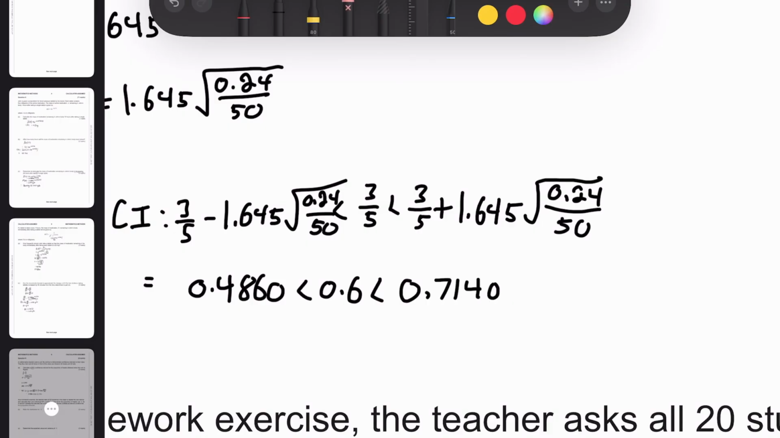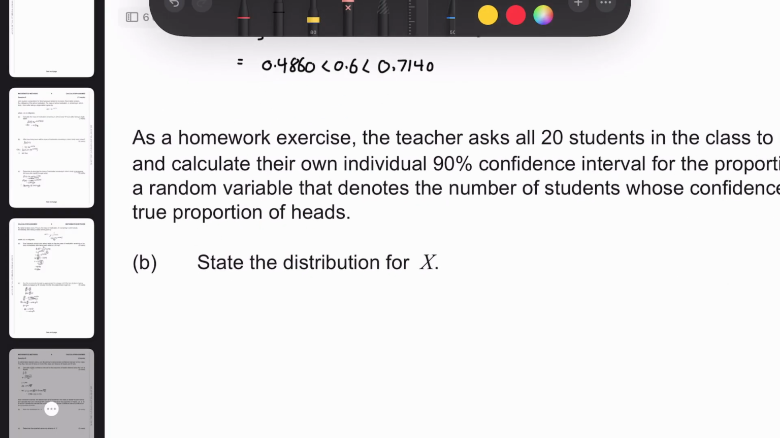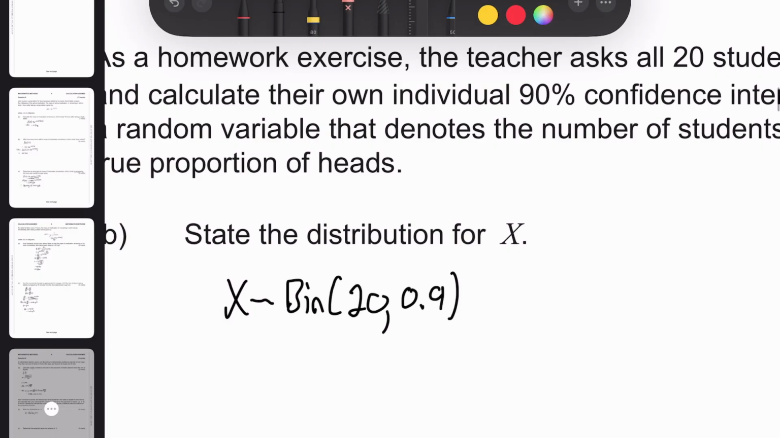Alrighty, state the distribution for x, which is the next step. I'm going to ask all 20 students to calculate their own 90% confidence interval. Let x be the random variable that denotes the number of students whose confidence interval contains the true proportion of heads. Okay, so if we have a 90% confidence interval, obviously that means that roughly 90% of the 90% confidence intervals are going to contain the true proportion of heads. And since you either contain it or don't, this is going to be repeated Bernoulli trials for all 20 students, aka a binomial trial. So we can say that x is a binomial with 20 trials and the success rate is 0.9.